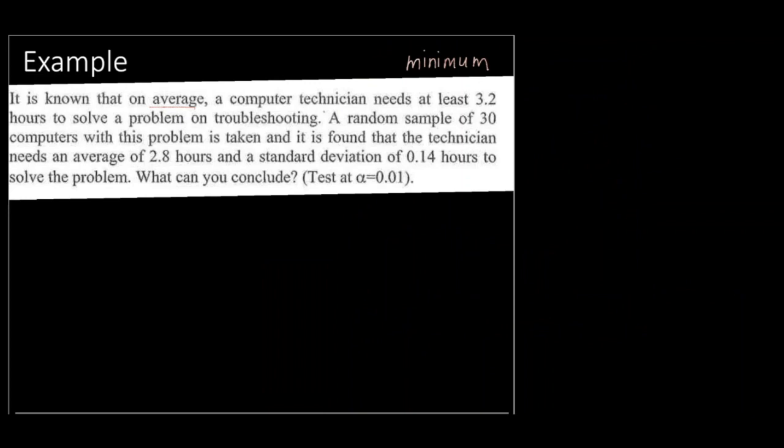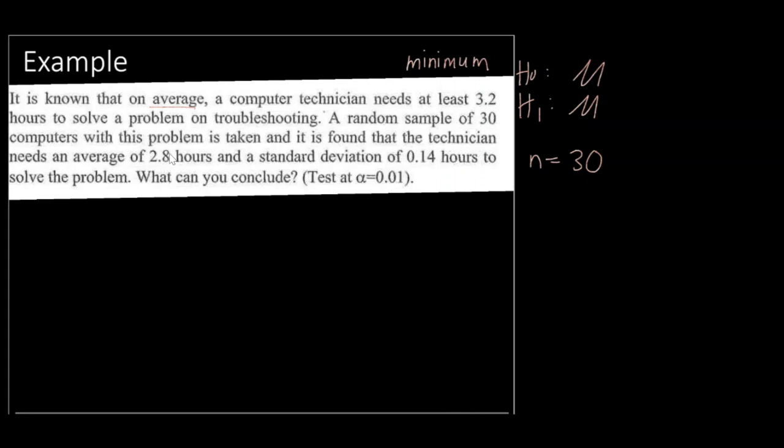Okay, I think you're ready for a more challenging question. When you come across a passage like this, you would be extracting the important information. The first one is the word average here, so we have mu and not p as the null and alternative. A computer technician needs at least 3.2 hours to solve a problem on troubleshooting. Then a random sample of 30 computers is taken, so n is 30. And it is found that the technician needs an average of 2.8 hours.